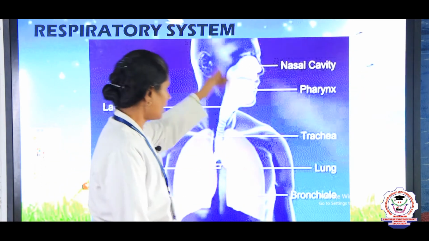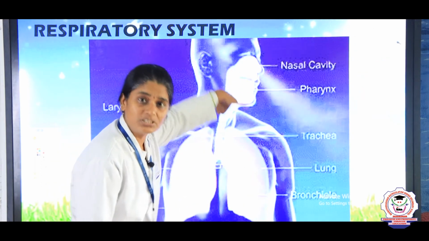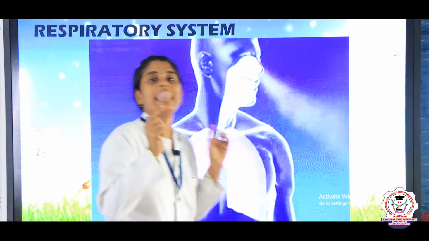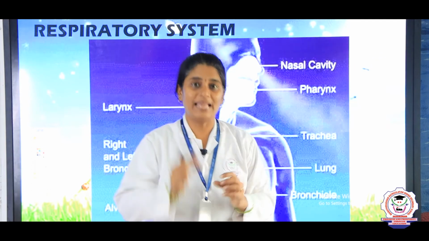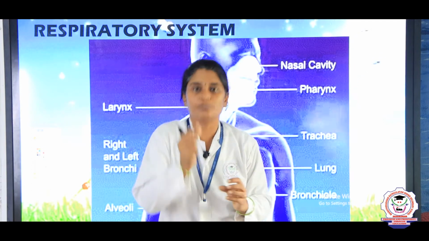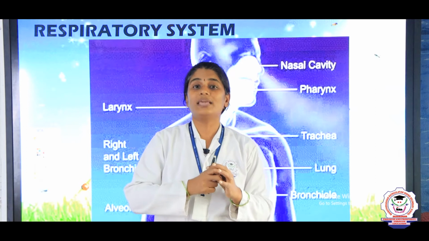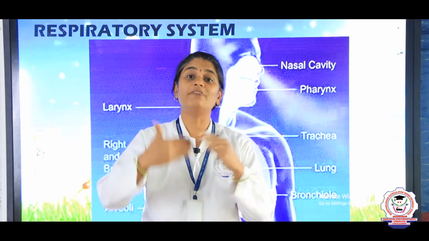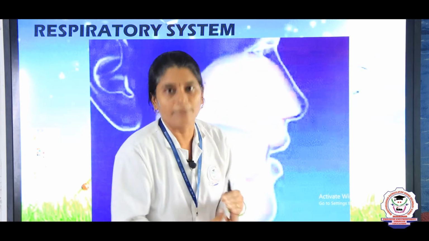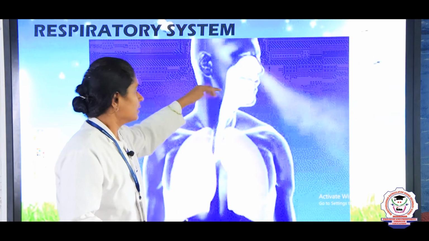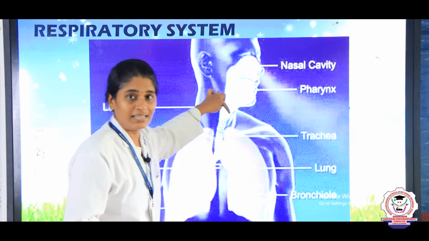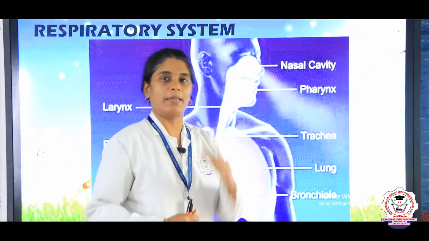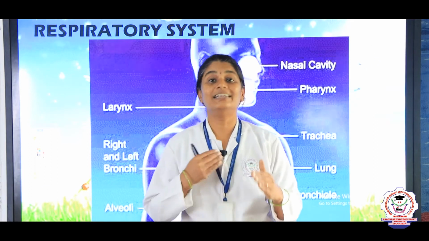Then the air travels through the pharynx and enters a place called the larynx. The larynx is known as the voice box. Once the air enters that place, we can get vibrations there. So after the larynx, the air enters a place called the windpipe. The windpipe is also called the trachea.